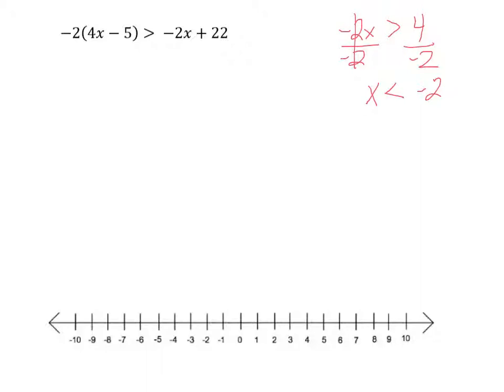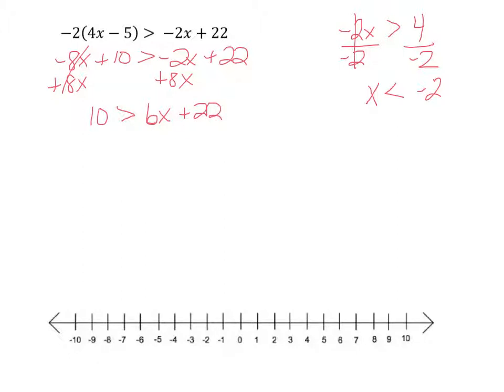That may pop up. So let's distribute. Negative 8x plus 10 greater than negative 2x plus 22. I usually try to keep my x term positive, so a lot of times I don't have to worry about that negative deal. So I'm going to add the 8x to try to keep the x term positive. Then I'm going to have 10 is greater than 6x plus 22. Then I'm going to move my 22 to the left side, so I have negative 12 is greater than 6x. Last step, divide by the 6.